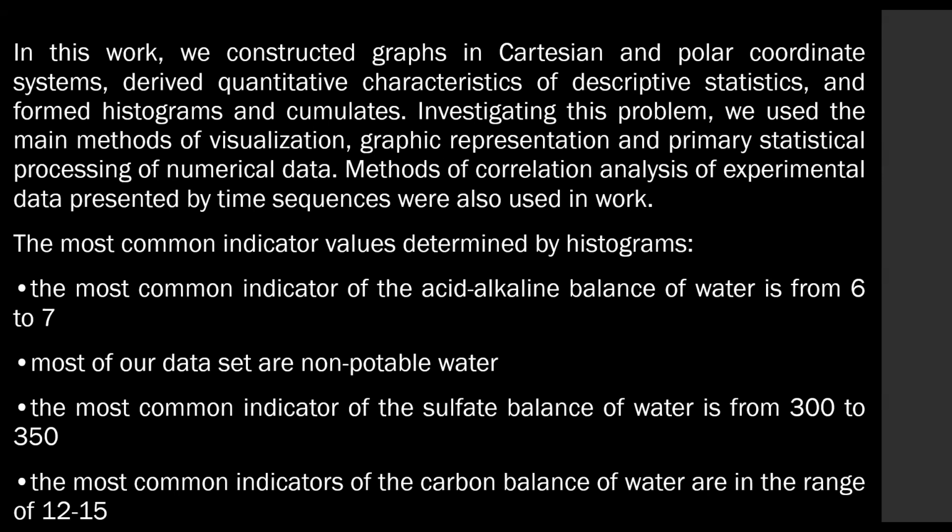The most common indicator of the acid-alkaline balance of water is from 6 to 7. Most of our data set is not potable water. The most common indicator of the sulfate balance of water is from 300 to 350, and the most common indicator of the carbon balance of water is in the range from 12 to 15. Thank you for your attention.